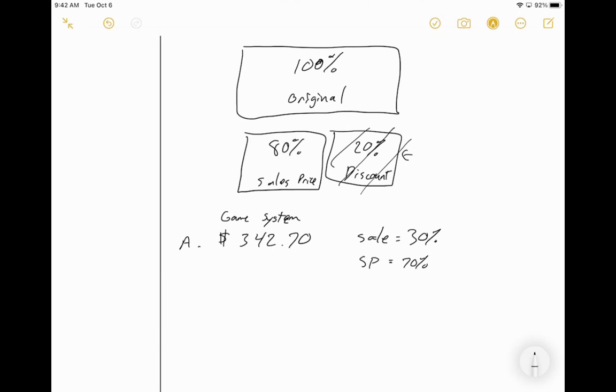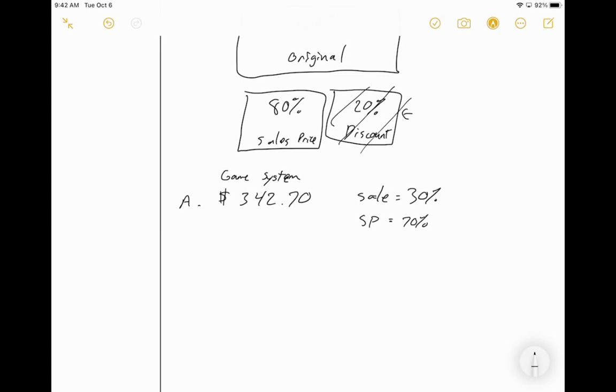So watch what I'm going to do. I'm going to say that my sales price is equal to 0.70 times the whole. Or you could do it the proportion way: 70 over 100 is equal to P over 342.70. Do that for me really quick. Do the calculation, whichever way, the equation way, or if you want to find just the P with the proportion, go ahead and do that real quick.